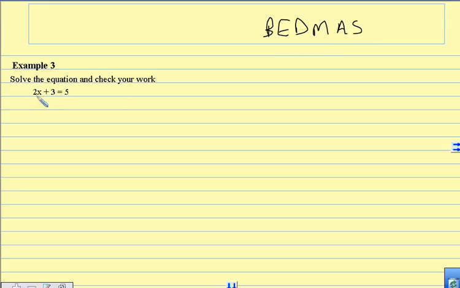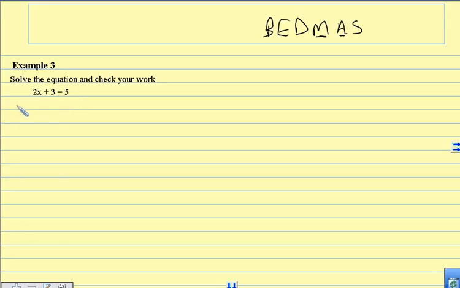okay, if I knew what this number was, in order to solve this left side, I would take 2 and I would multiply by x first before I added the 3, because multiplication comes before addition, right? So I would multiply my number by 2, and then I would add 3, and my result would be 5.